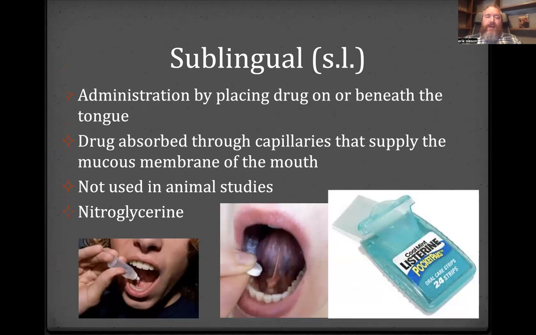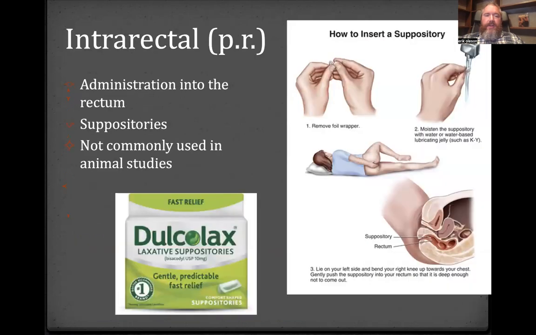Sublingual is another route of administration. This can occur by placing the drug on or beneath the tongue. The drug is absorbed through capillaries that supply the mucous membrane of the mouth. You can tend to get higher blood content of, for example, cannabinoids by taking the sublingual tincture versus taking the brownie. Also not used in animal studies. Nitroglycerin can be administered in this way.